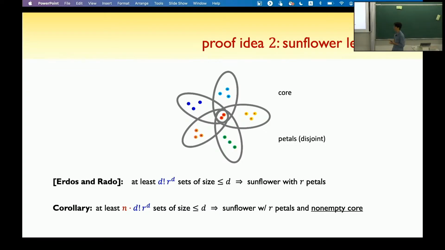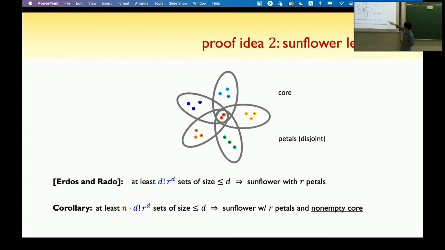This sunflower has been a useful object in both combinatorics and complexity theory. And the famous lemma by Alweiss, Lovett, Wu and Zhang, which was improved last year as well, shows that if you have a set system where every set has size at most d, so each set has a bounded size, and you have some function of d and r many sets, then you're going to have a sunflower with r petals.